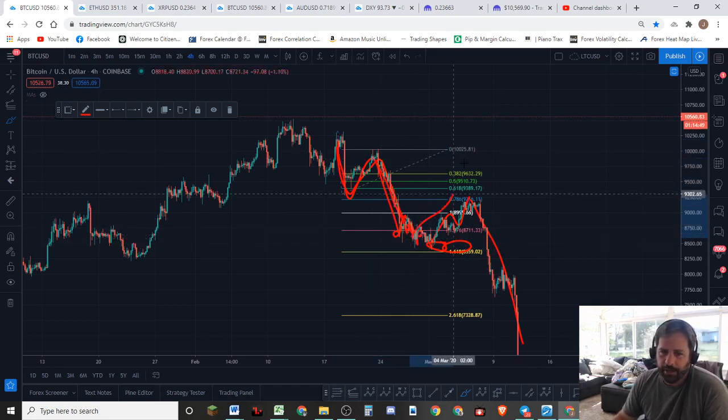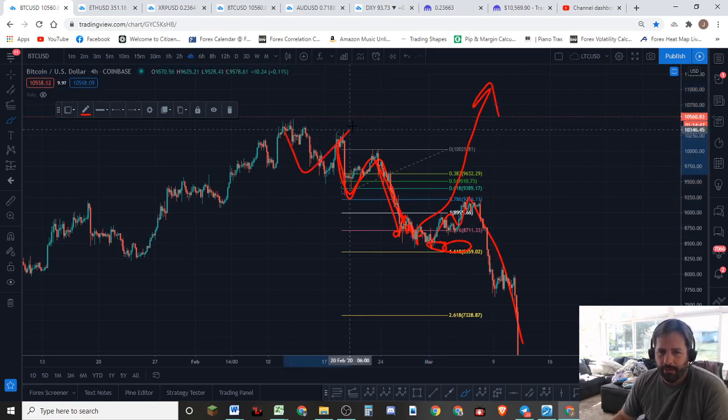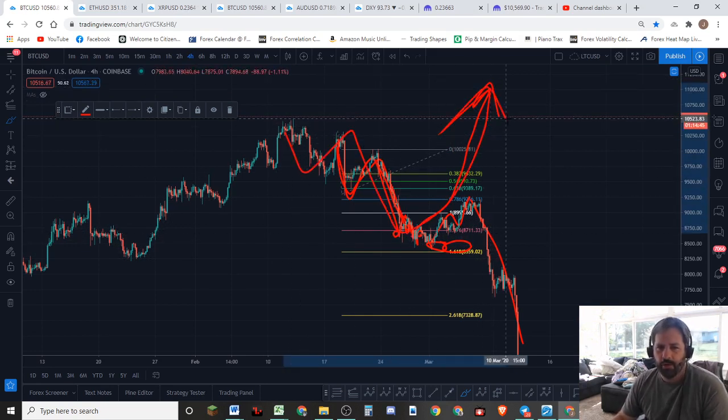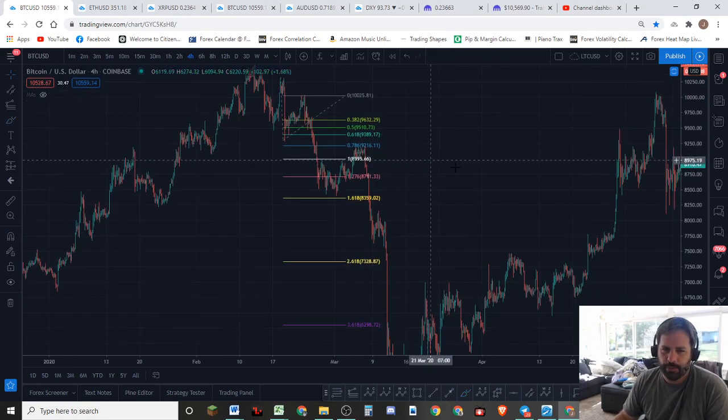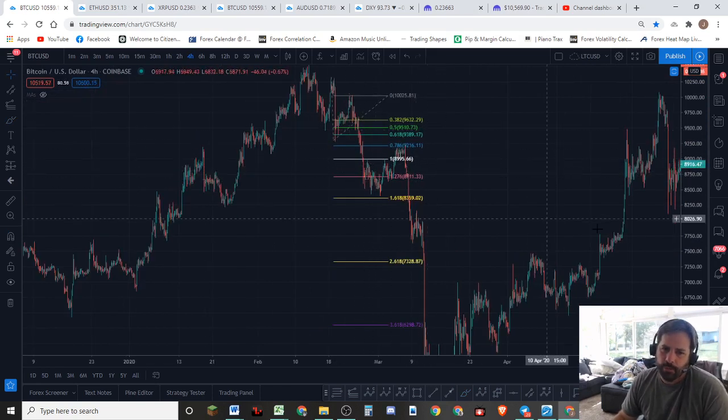Now, this could continue bouncing, continue on like that, and that would be a 3-wave move, and it would continue on like an impulse wave to the upside. Now that's an old wave. That's just showing you an area where we did get a bounce off the 127 extension.